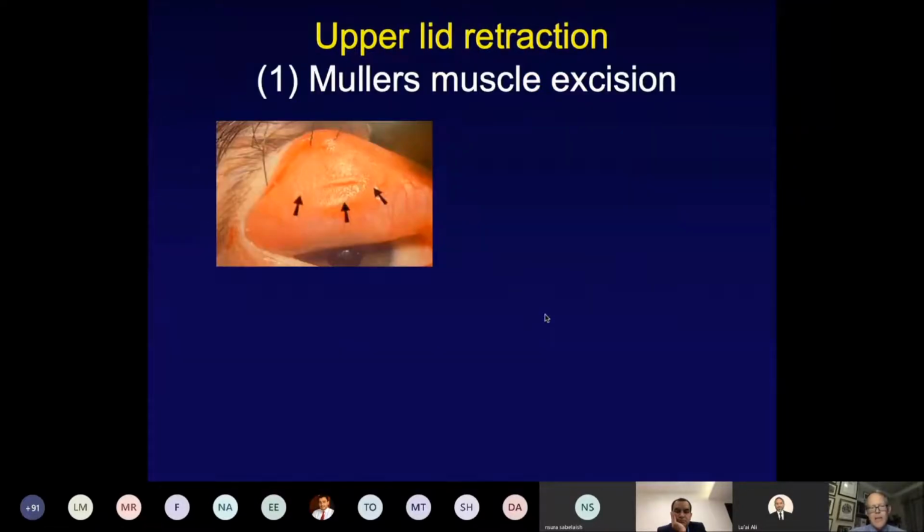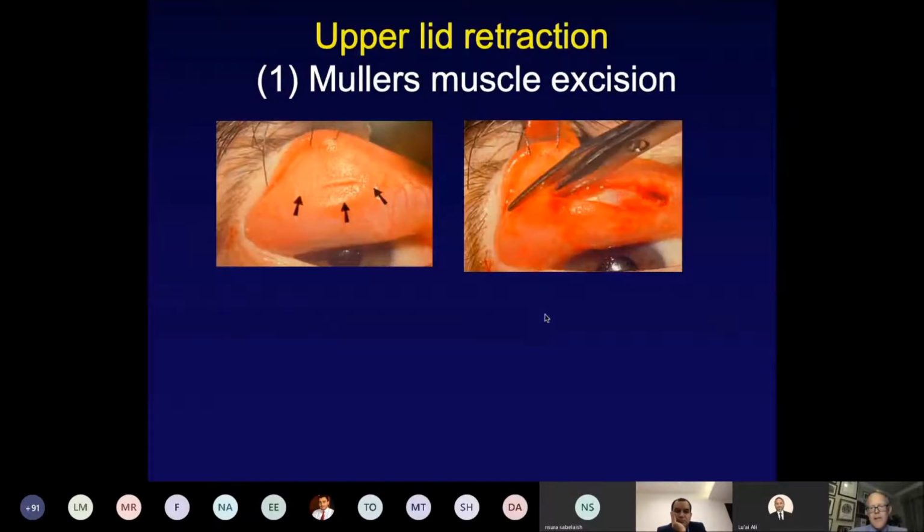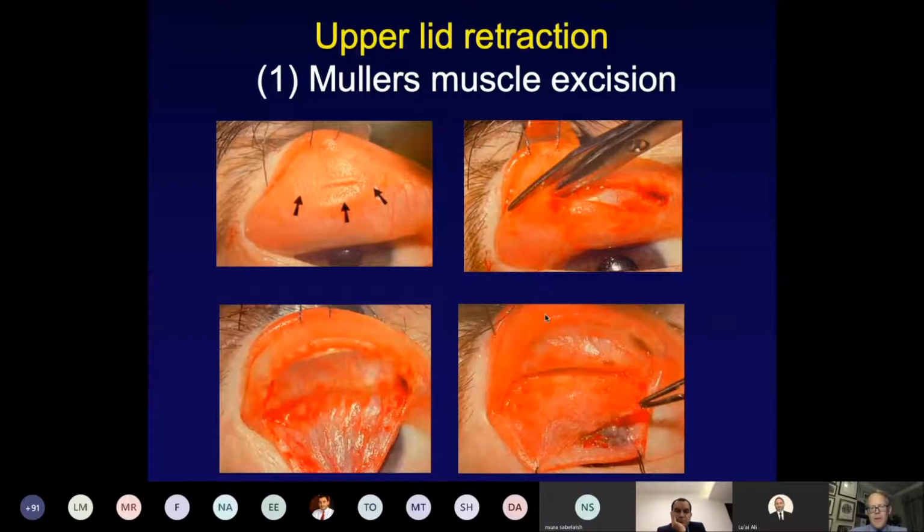So here you see a Mullers muscle resection, and we open up the conjunctiva at the top of the tarsus, and we just slip off the Mullers. And here you see the Mullers here. It's just been taken off the conjunctiva. You'll be careful not to damage the aponeurosis, which is here. That's white collagen, of course. And here's the Mullers muscle here. And you just slip that off, and you don't even need to stitch it closed.